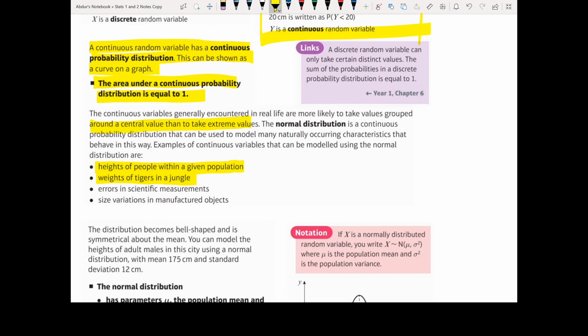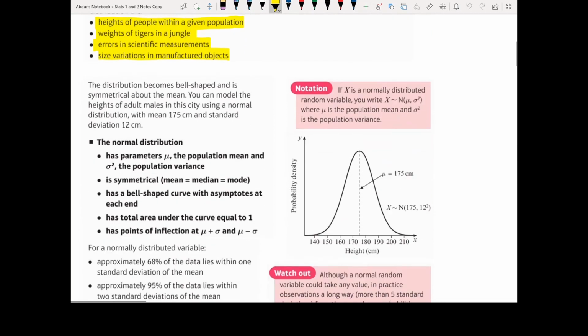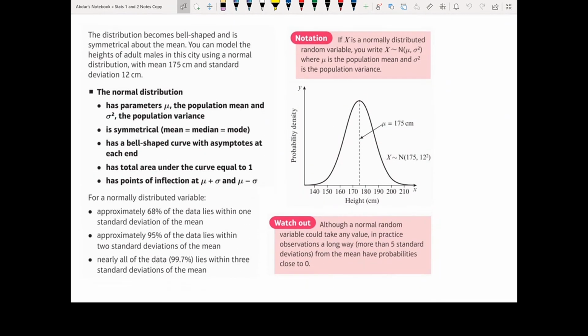Other examples of continuous variables that can be modeled using the normal distribution are errors in scientific measurements and size variations in manufactured objects. Majority of them will be within the actual size that we want, but there'll be one or two in either extremity, higher or lower end, which will not be the size that we wanted. So such a distribution becomes a bell shape, as we have here.